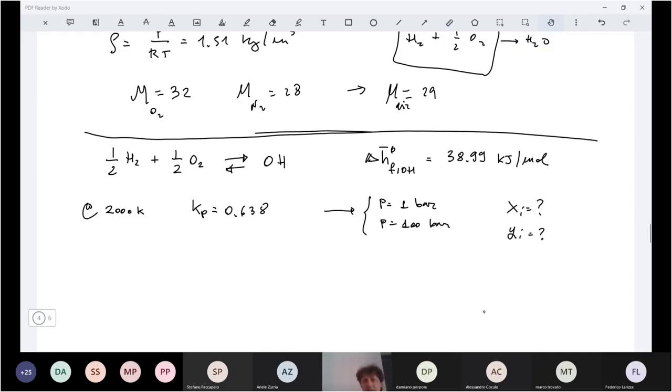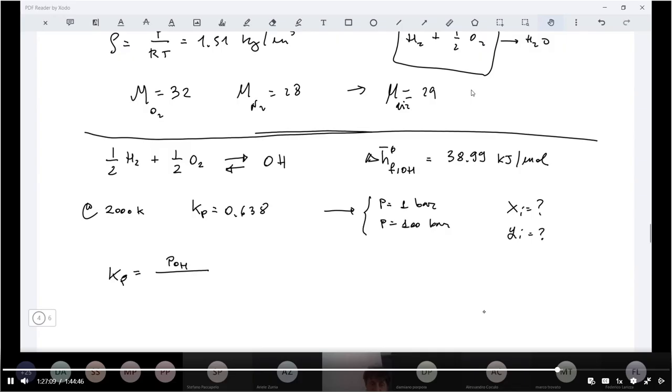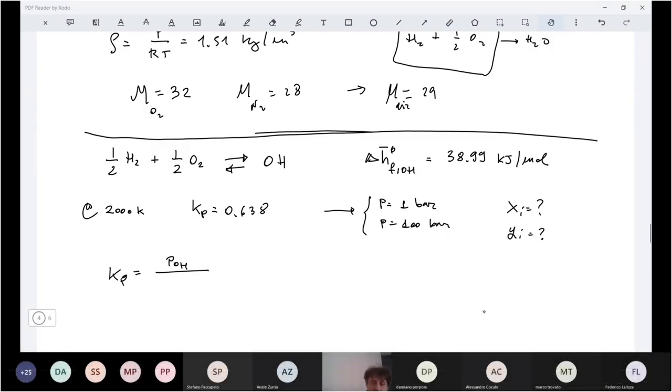So there is no role of pressure, and in fact, I can write Kp, which in principle should be based on the partial pressure expressed in atmosphere: POH, the partial pressure of product, to the stoichiometric coefficient, which is 1, so to the power 1, and for reactants, they are in the denominator. And we have PH2, partial pressure of H2, to the power 1/2, times partial pressure of O2 to the power 1/2, which are the stoichiometric coefficients.